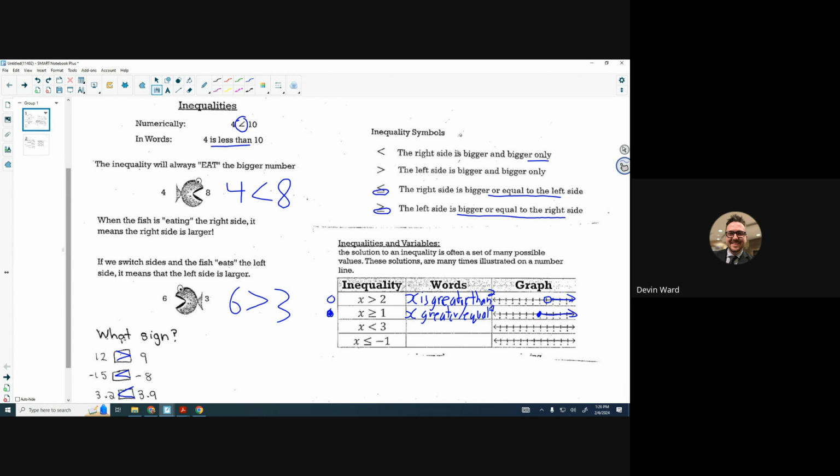Okay? So like with this one, x is less than 3. I need an open dot because it's not equal to. Then x less than.